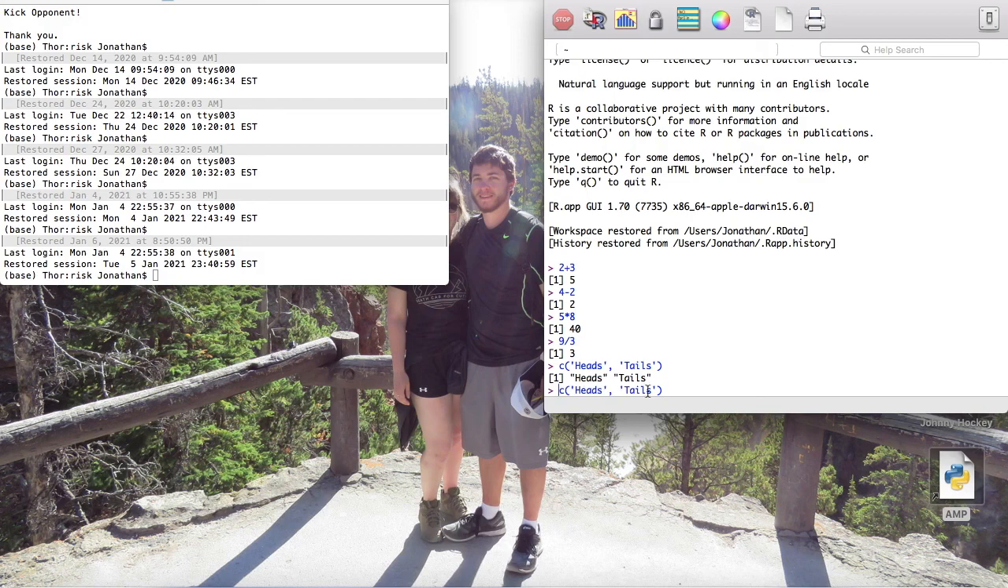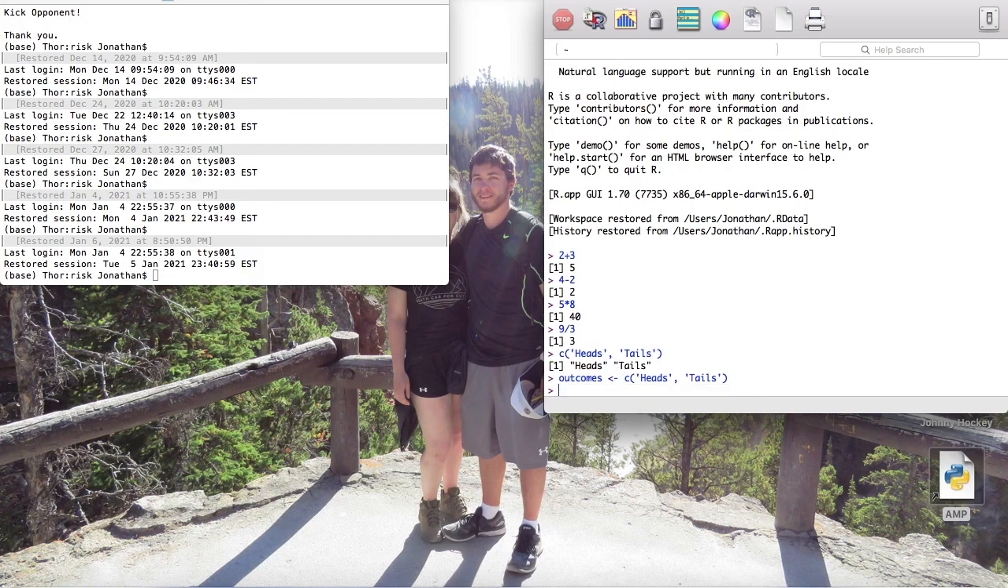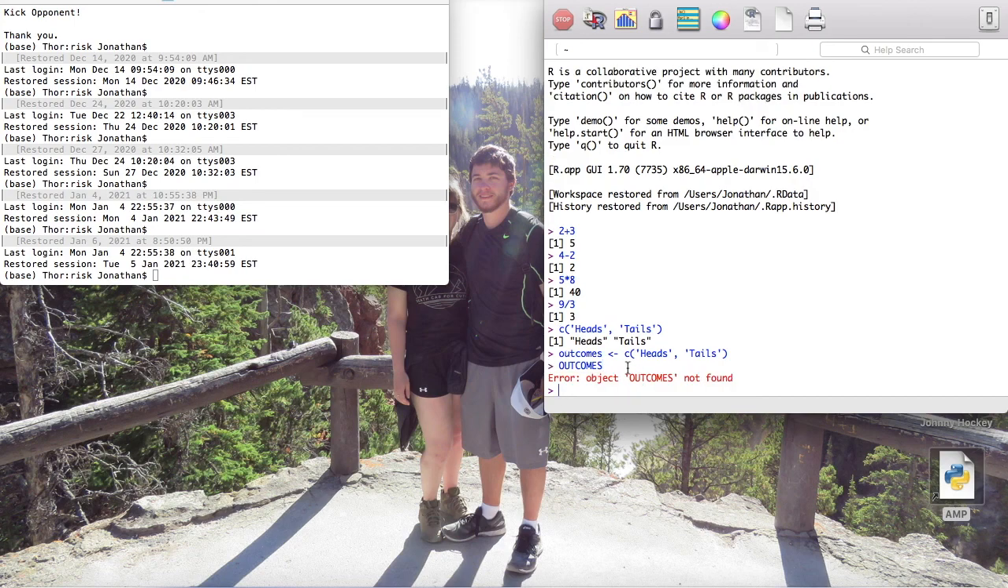And what I'm going to do is assign it to the variable outcomes. I'm going to make outcomes and assign this vector, where my first entry is heads, my second entry is tails, into outcomes. And I do an assignment with the less than sign and a dash, so it makes a little arrow. One thing to keep in mind is that case does matter, spelling matters here. So if we did outcomes all capitalized, our variable wouldn't be known.